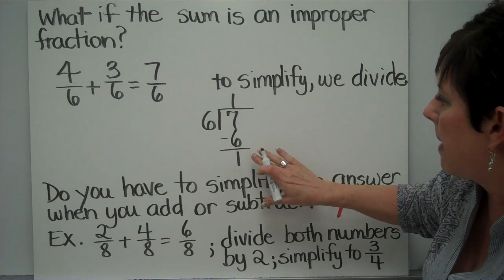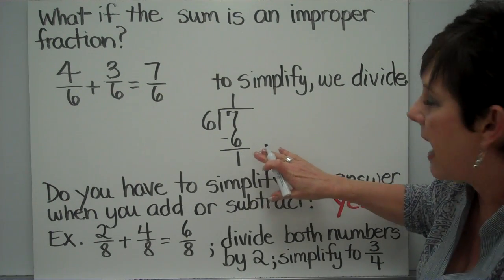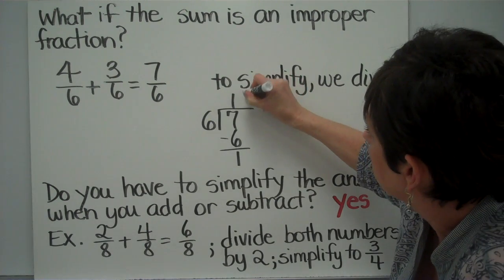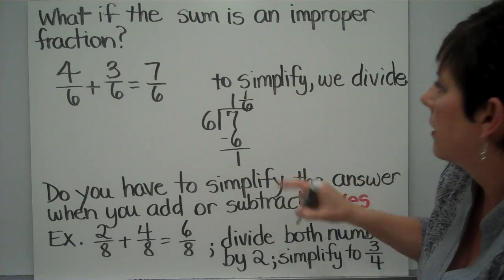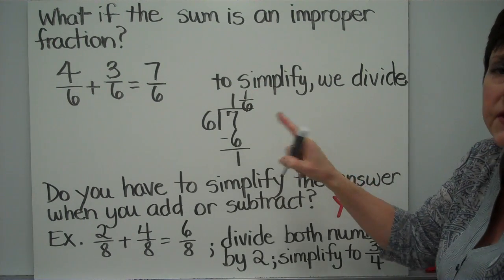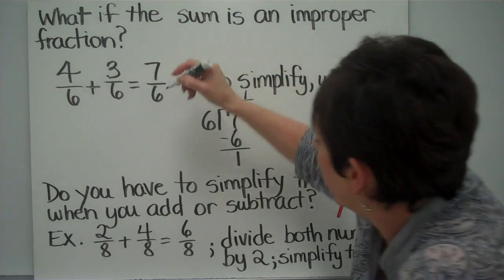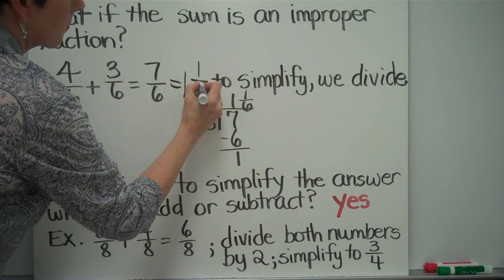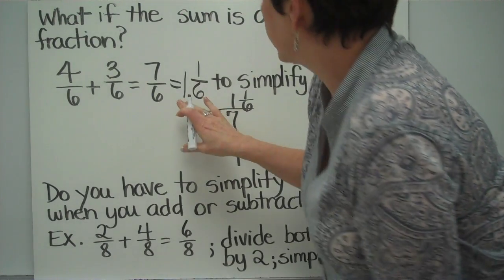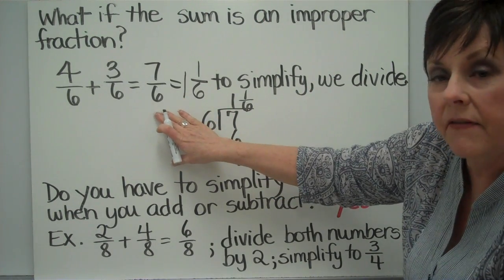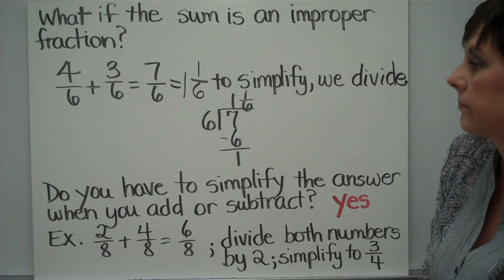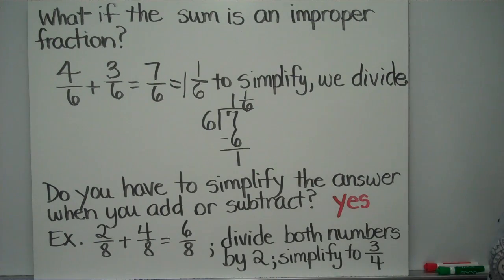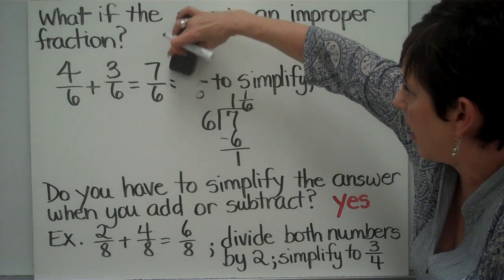And we make this remainder into a fraction. And we will say this is 1 and 1/6. So my answer is 1 and 1/6. And I could write it like this, because 1 and 1/6 is 7/6 simplified. Always divide to simplify when it's an improper fraction.